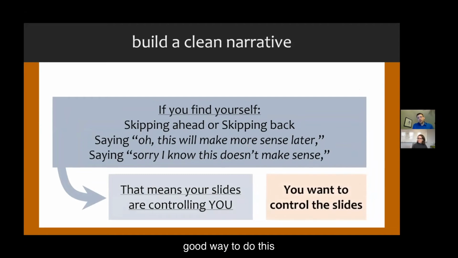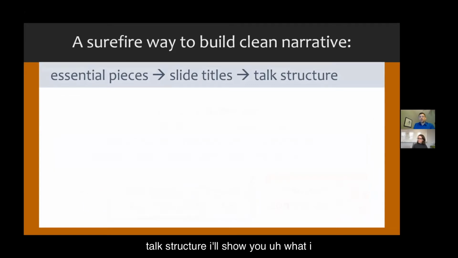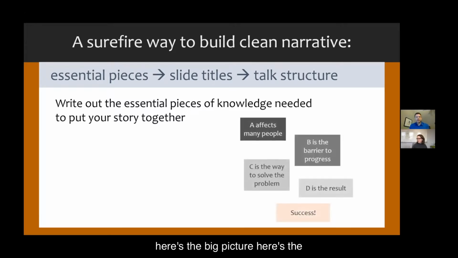So I'm going to give you a good way to do this. First, you want to write down the essential pieces of your story first before making any slides. Then turn those pieces into slide titles and then use those titles to guide your talk structure. I'll show you what I mean by this. So remember to write out your real story, not just the methods, which is what a lot of us spend maybe too much time talking about, but the actual problem you're trying to solve. Here's the big picture. Here's the obstacle to overcome. Here's how we did it.